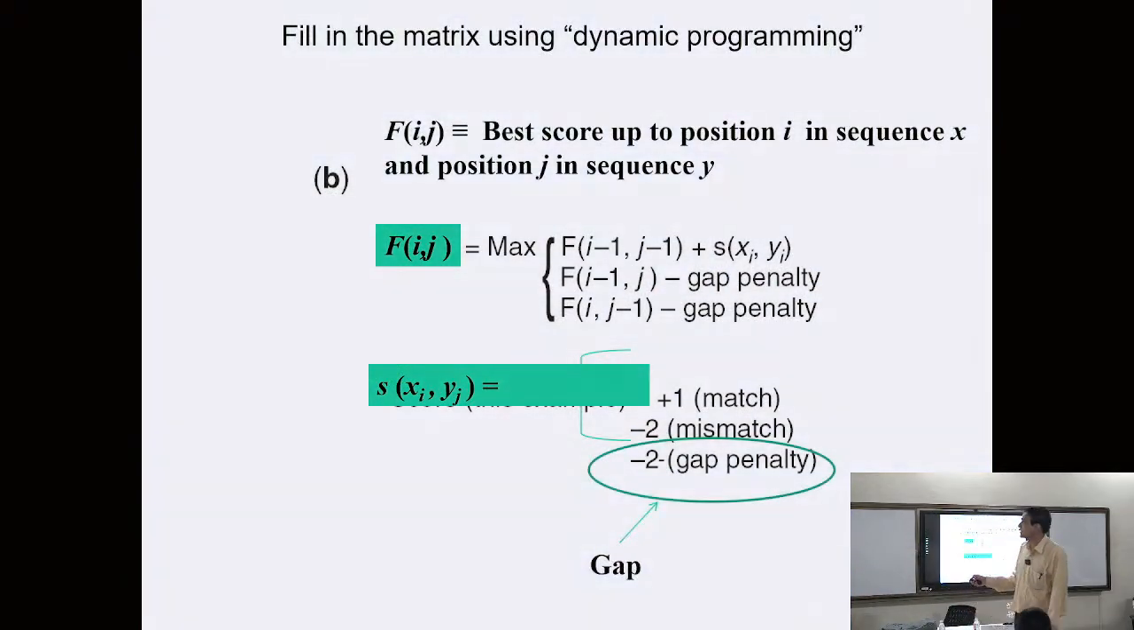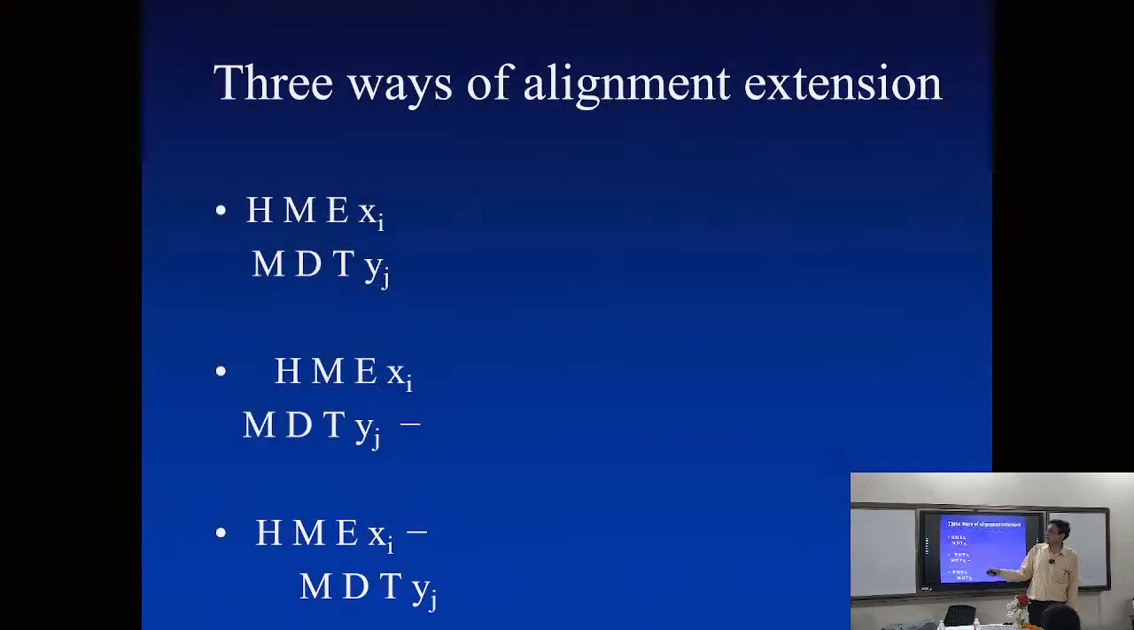Let us look at this. In the first scenario, the best score up to position I in sequence X and J in sequence Y can be obtained from the best score one position back. The indices are I minus 1, J minus 1, clear? F is the best score, and we increment it with the score for alignment of Xi with Yj. That is the first scenario, where Xi is aligned to Yj. Now consider the second scenario. The current position is I and then this is a gap. One position back, what are the indices?